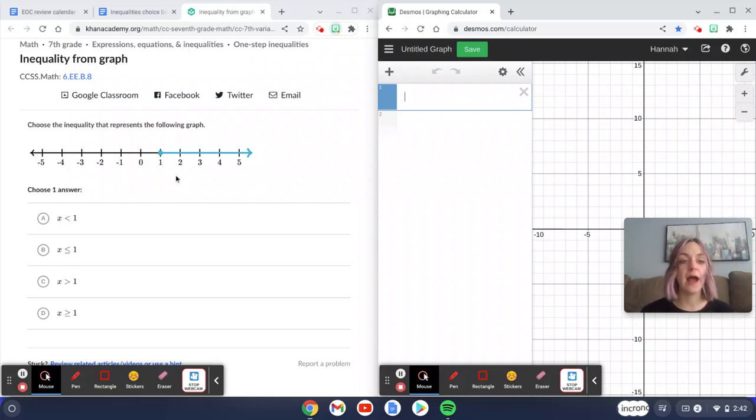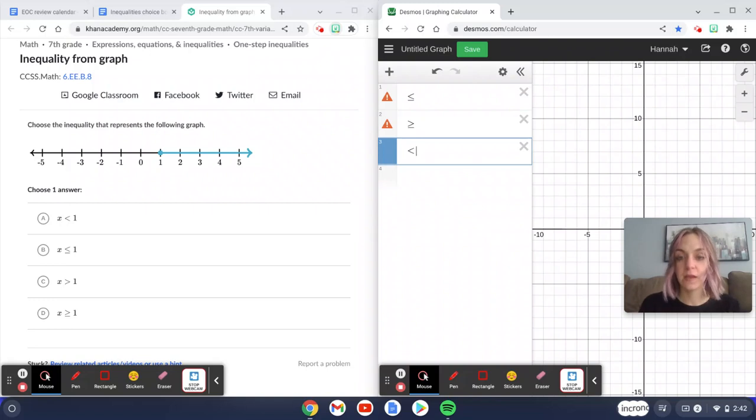So first of all, I have a closed circle over 1. Now I know a closed circle is going to be this sign or it's going to be this sign, not one of those two. Remember, it takes more ink to write one of these two, and it takes more ink to draw in a closed circle. So closed means less than or equal to or greater than or equal to.